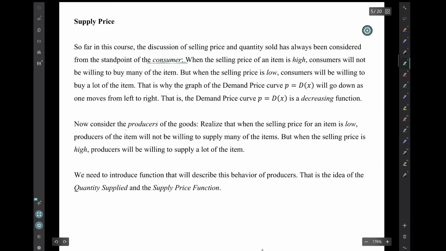Now consider the producers of the goods. Realize that when the selling price for an item is low, producers of the item will not be willing to supply many of the items. But when the selling price is high, then producers will be willing to supply a lot of the item. So we need to introduce a function that will describe this behavior of producers. That's the idea of what I'll call the quantity supplied and the supply price function.